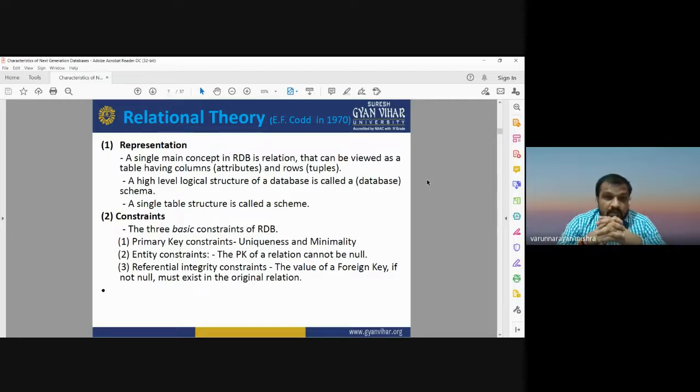But in a relational database, there are also some constraints. The three basic types of constraints in a relational database management system are primary key constraints, which have uniqueness and minimality, and entity related constraints, where a relationship cannot be null. It can be described by foreign keys. There may be referential integrity constraints: the value of a foreign key, if it is not null, must exist in an original relation. So it is all about the relational theory.